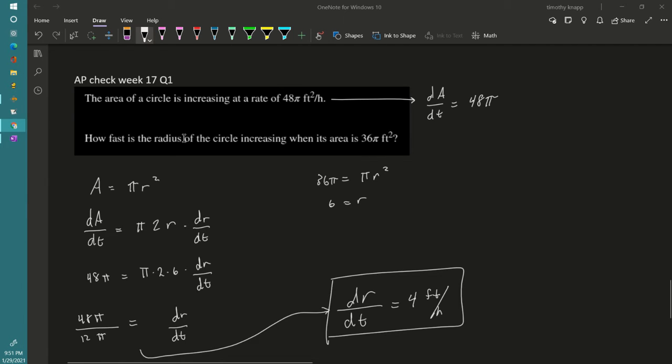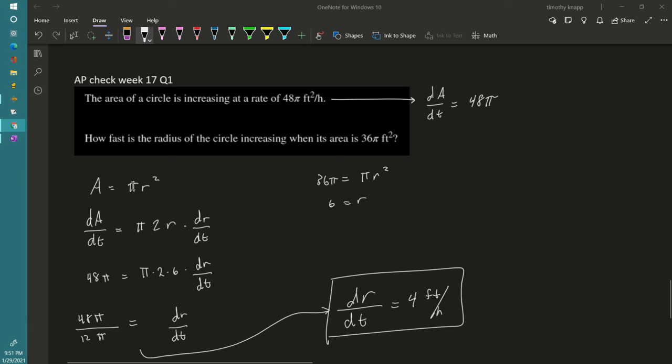They want to know how fast the radius is changing, so they're looking for dr/dt here. And they tell us that when the area is 36 pi, we're going to put it in our regular area formula, area equals pi r squared, and solve for r. We're going to get 6 out of that. That r is going to come in handy in a little while.